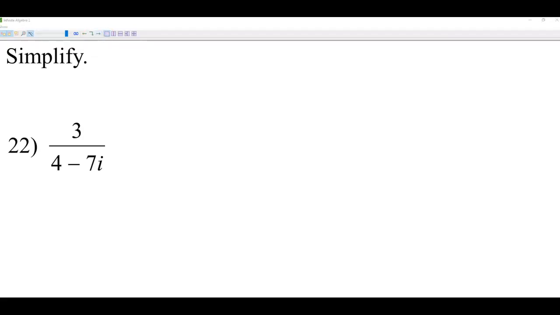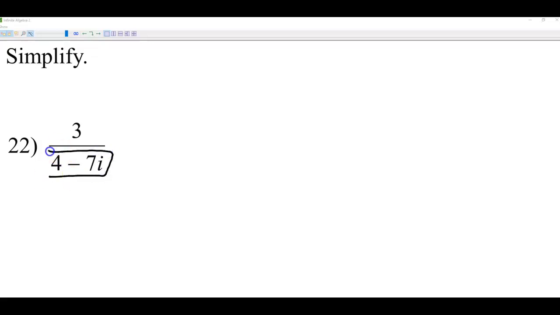All right, so we have seen this kind of a problem before. We don't like having the i in the bottom because it's a square root. But we still have an i in the bottom here, so we're going to have to get the i out of there in a different way.